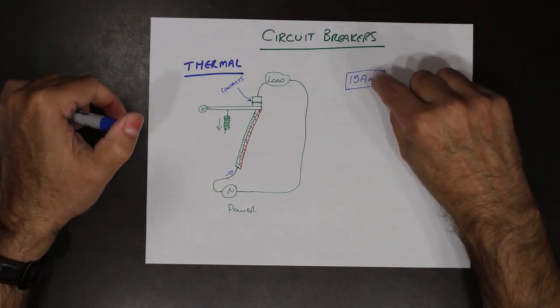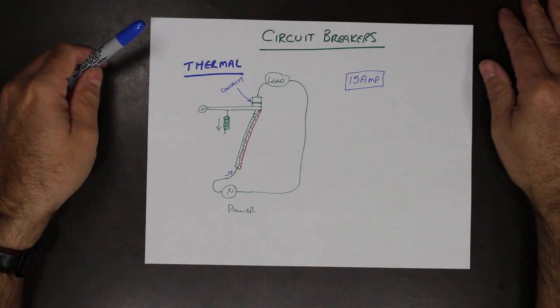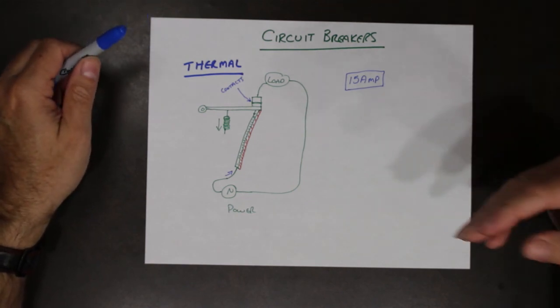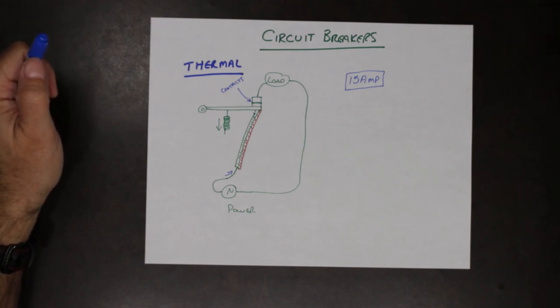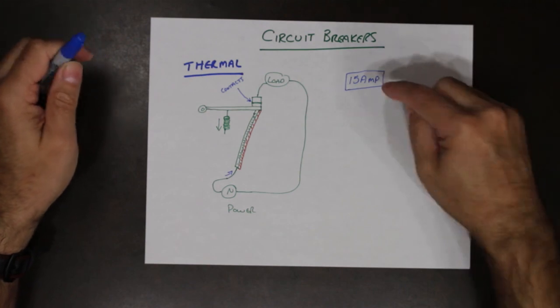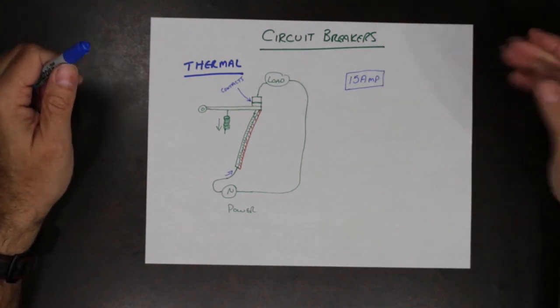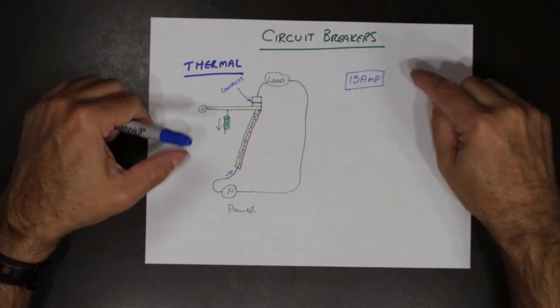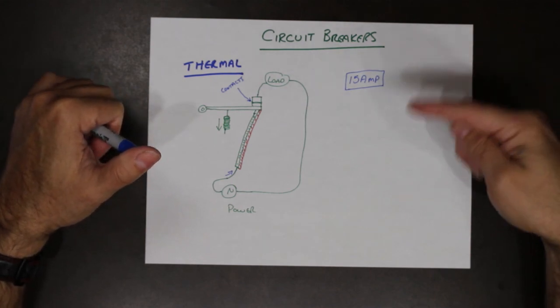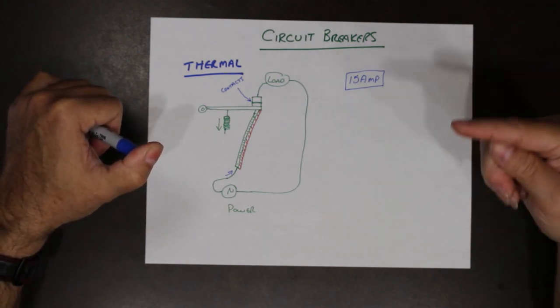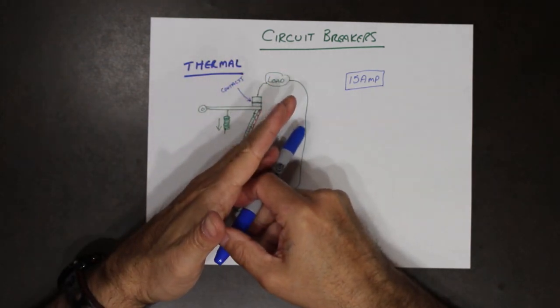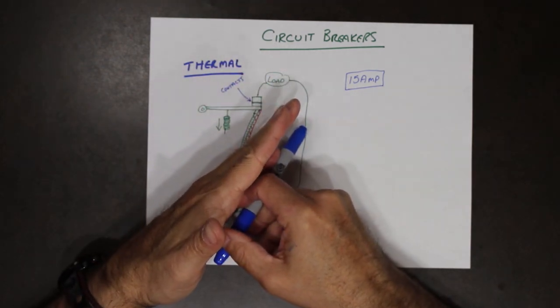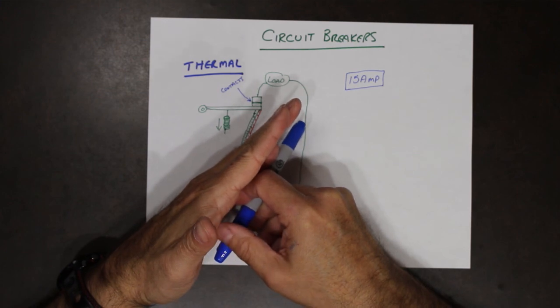So with 15 amps, again, if we were protecting a circuit with wires that could safely handle 20 amps, we could put a 15 amp breaker or a 20 amp breaker. And as we exceeded the ampacity of the wire, this would pop, stopping current from flowing.